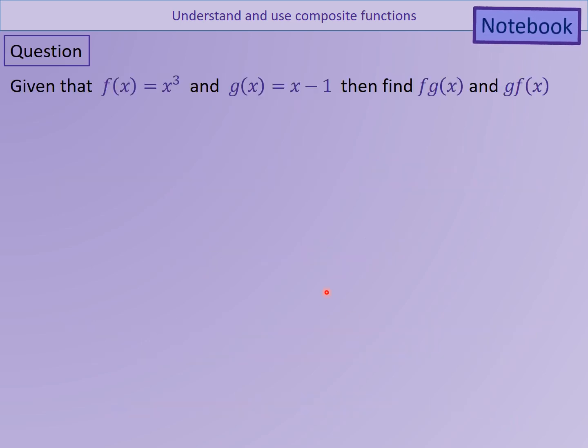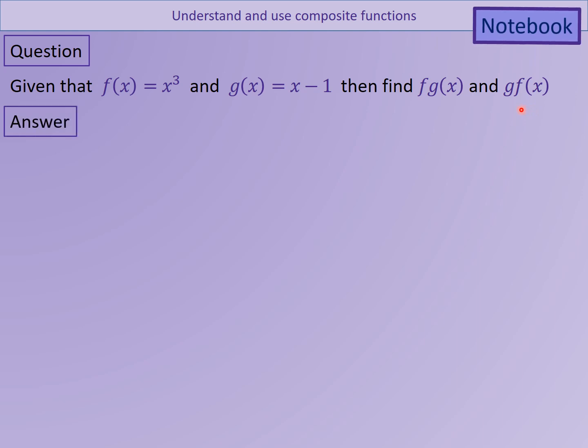Let's have a look at why that's important. So I've got two functions. What does the f function do? Well, the f function takes whatever you've got inside the brackets, doesn't matter what it is, and cubes it. What does the g function do? The g function takes whatever you've got inside the brackets and just takes away 1. No matter what you put inside the brackets, it could be horrible and complicated, all it does is take away 1. And what I need to do is work out these two functions, fg of x and gf of x.